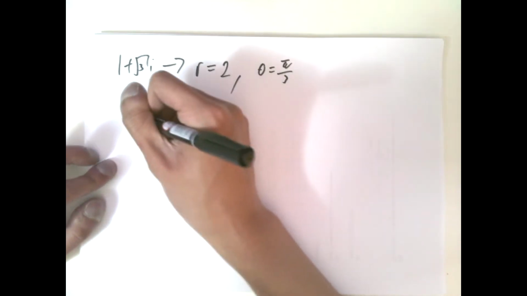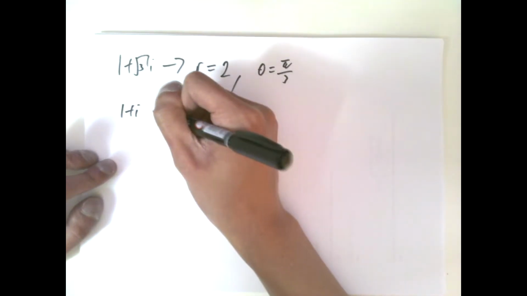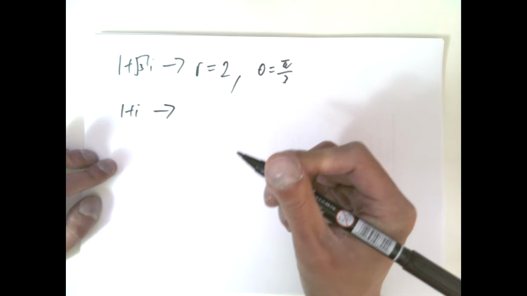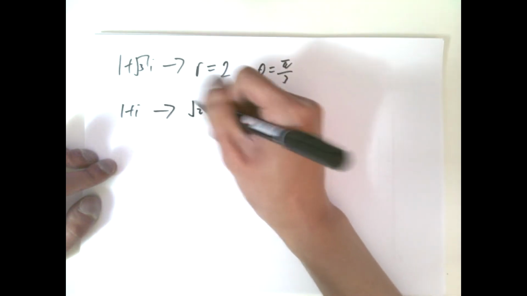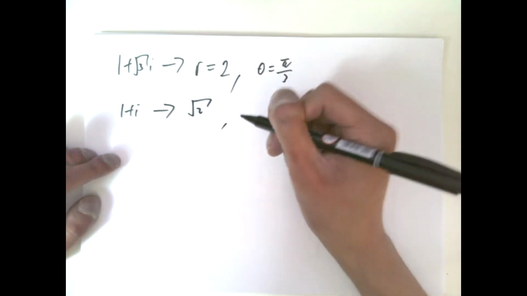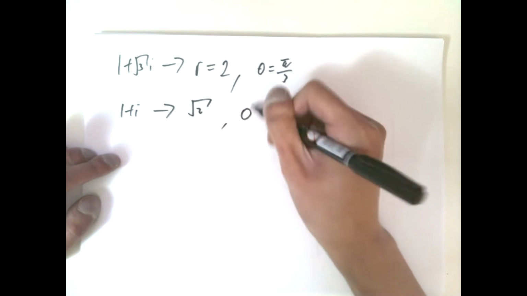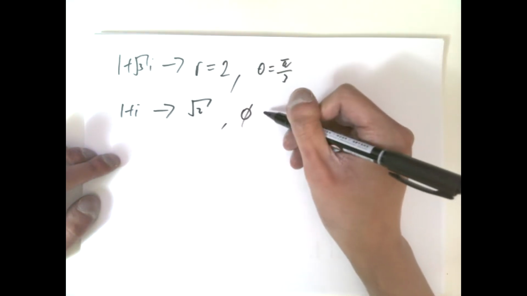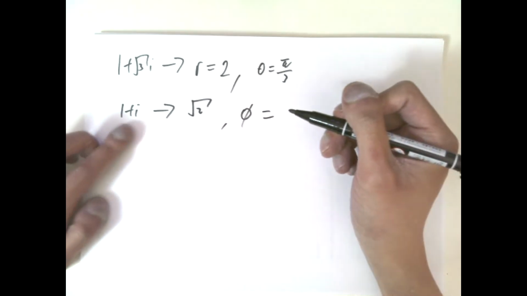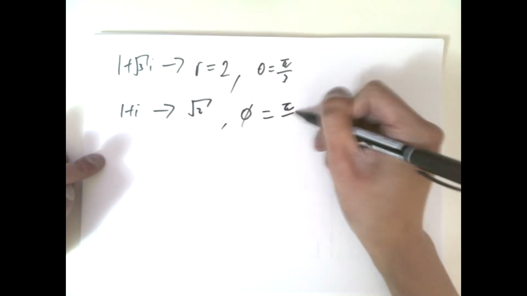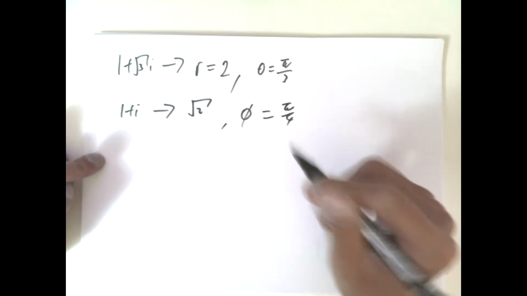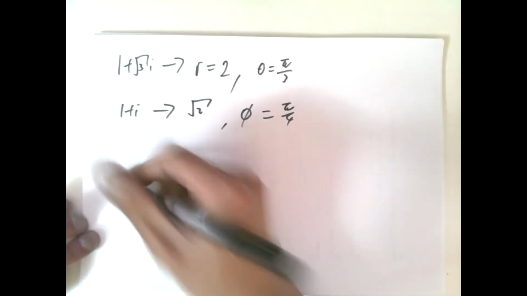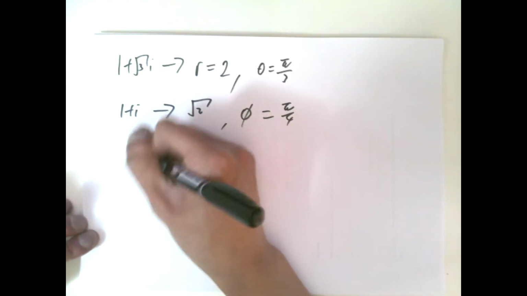and for the denominator, its radius is going to be root 2 by Pythagoras' theorem again, and its argument, I'm going to use a different letter so that you avoid confusion, is going to be arctangent of 1 on 1, which is going to be pi on 4.